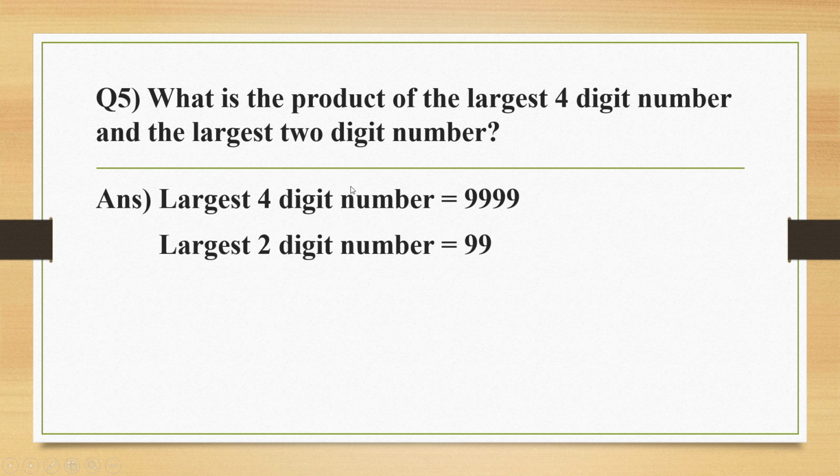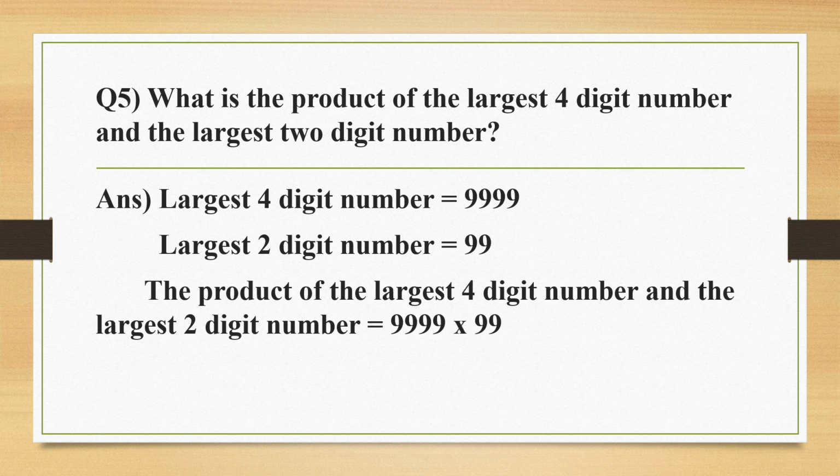So we need to find out the product. What do you mean by product? We just need to multiply them. So we are going to get the answer as 9,89,901. Okay, next.